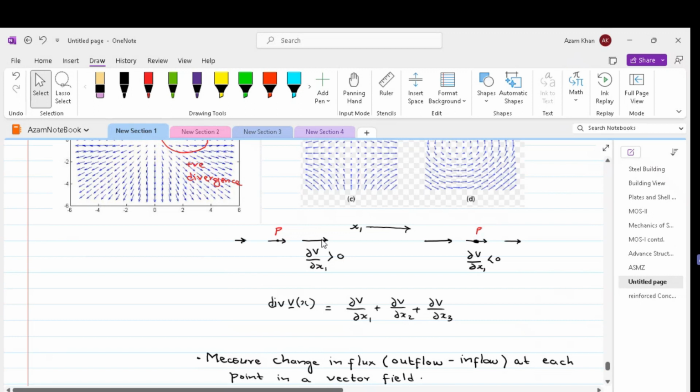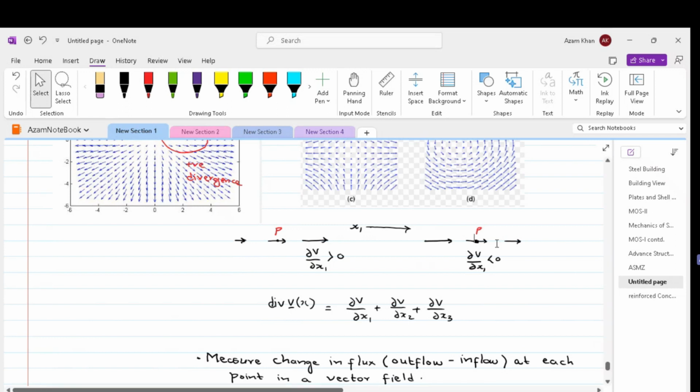Based on this, we can say that the rate of change of the vector field corresponding to the x1 direction, which we take as horizontal, is greater than zero. The vector field (v2 - v1) / (x2 - x1) is greater than zero, and that is in accordance with the definition of partial derivative.